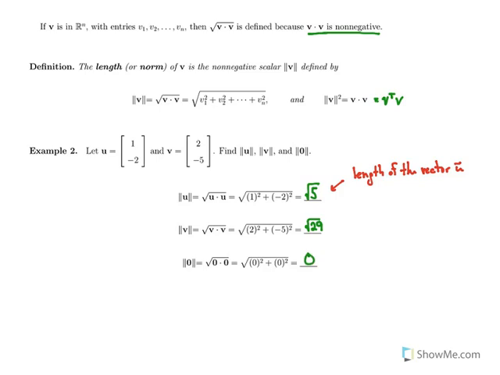That's 0. And it is true that if the norm of a vector is 0, this means, if and only if, the vector itself has to be 0. So you cannot have a norm be 0 unless it's the 0 vector that you're talking about. You can't have a length of a vector be 0 unless it's the 0 vector.